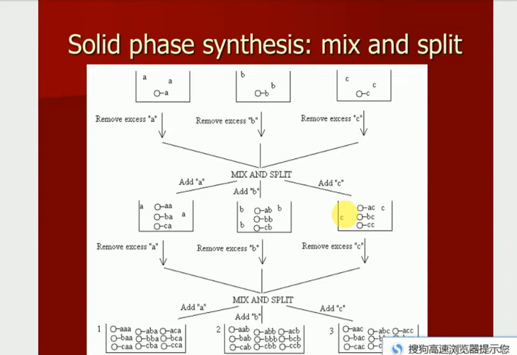So in pot A, you'd generate beads derivatized with amino acid A, in pot B with amino acid B, and in pot C with amino acid C. You would then remove the excess, wash, deprotect, and then mix them all together, and then split them into 3 again. So you would effectively randomize at this stage.